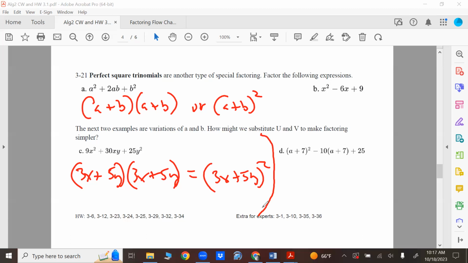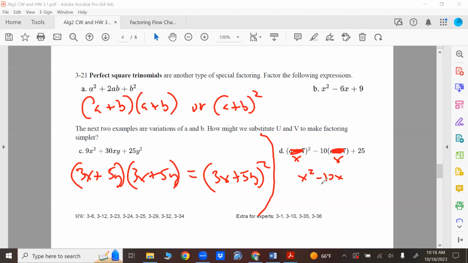Okay, last one, part D. This one's kind of weird. But what if I replaced that with x and replaced that with x? Does that factor like the other ones? x squared minus 10x plus 25, x squared and 25 are perfect squares. Yeah. It would be x minus 5 times x minus 5, right? However, we don't have x. We have a plus 7.